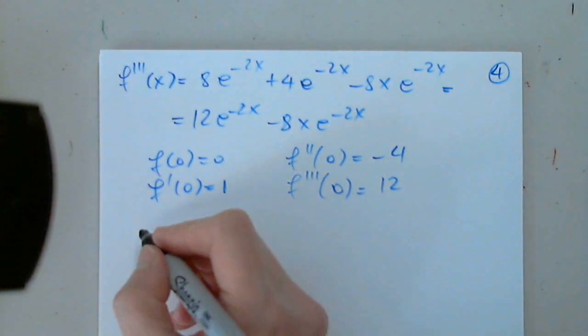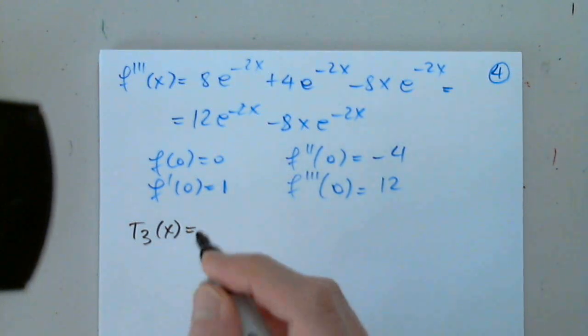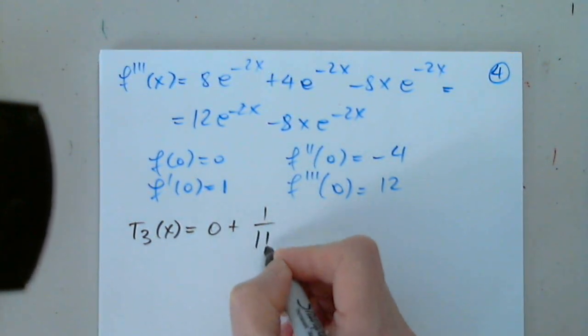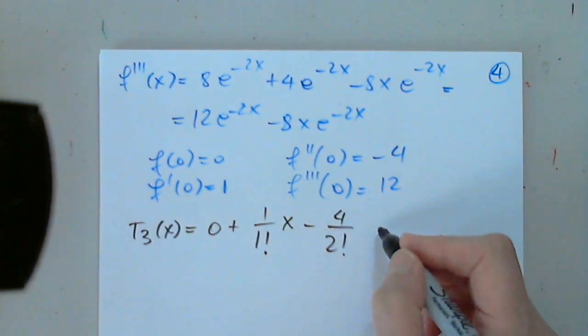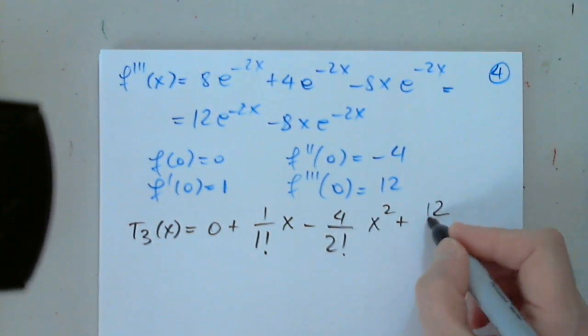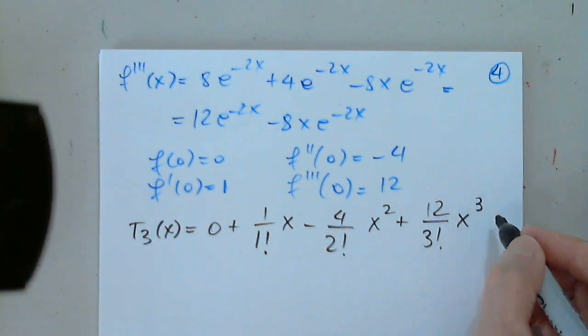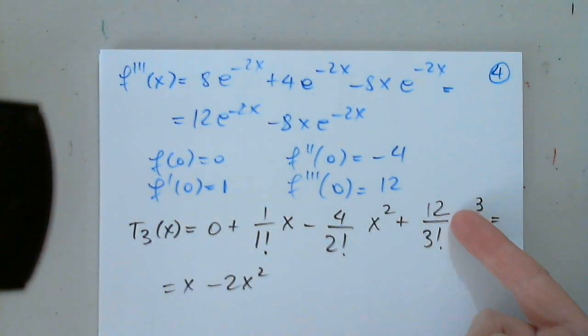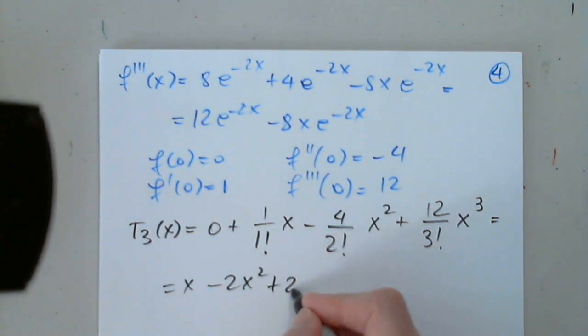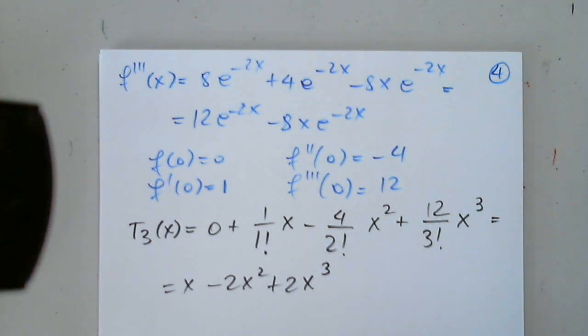So t3 is 0 plus 1 over 1 factorial times x, minus 4 divided by 2 factorial times x squared, plus 12 divided by 3 factorial times x cubed, which happens to be x. 4 divided by 2 is 2, and 12 divided by 6 is also 2. Yes, the question is asking us to do the same thing: go back and graph.